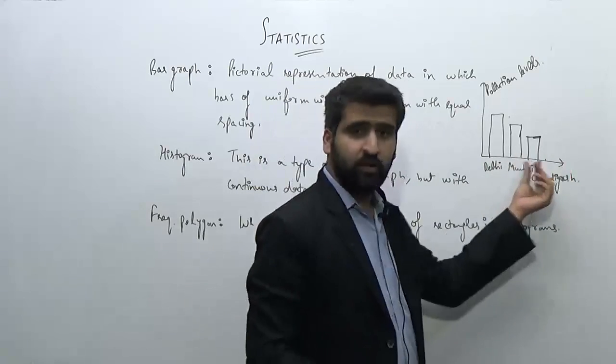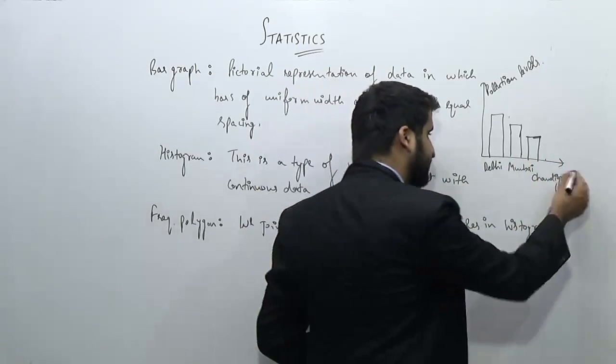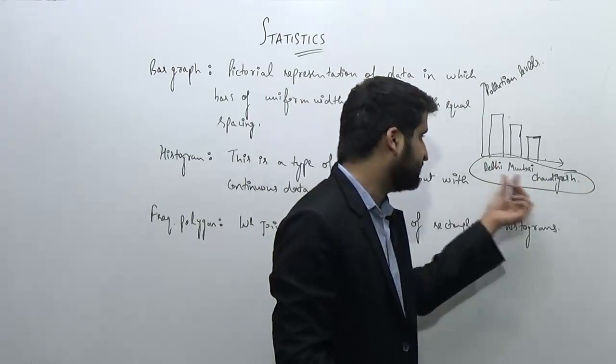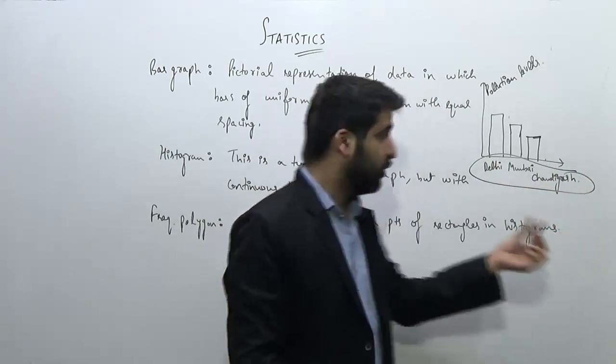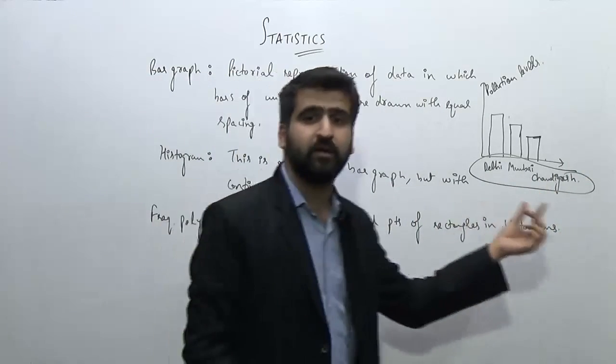Now the width of all these rectangles will be uniform and they will have equal spacing between them. Now this is the pictorial form of representation of data. In this case, we are writing some names over here. Right? We are writing some names on the x-axis. While in the case of histogram, we will replace these names by numbers.